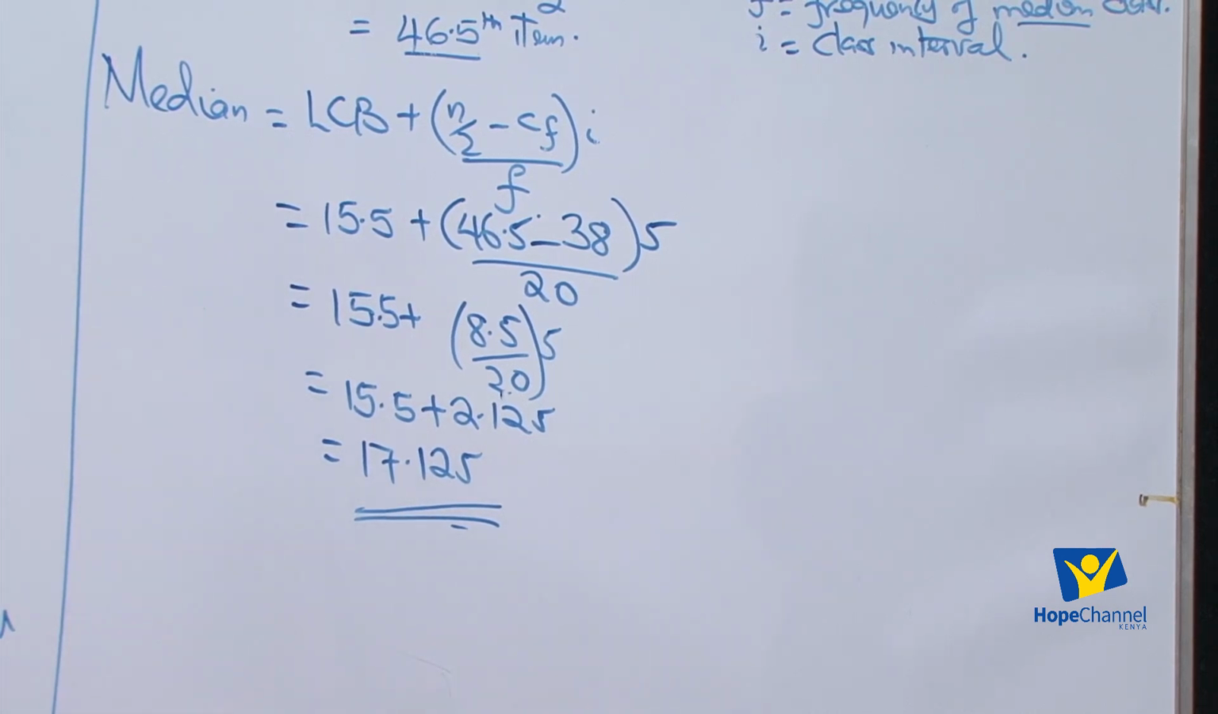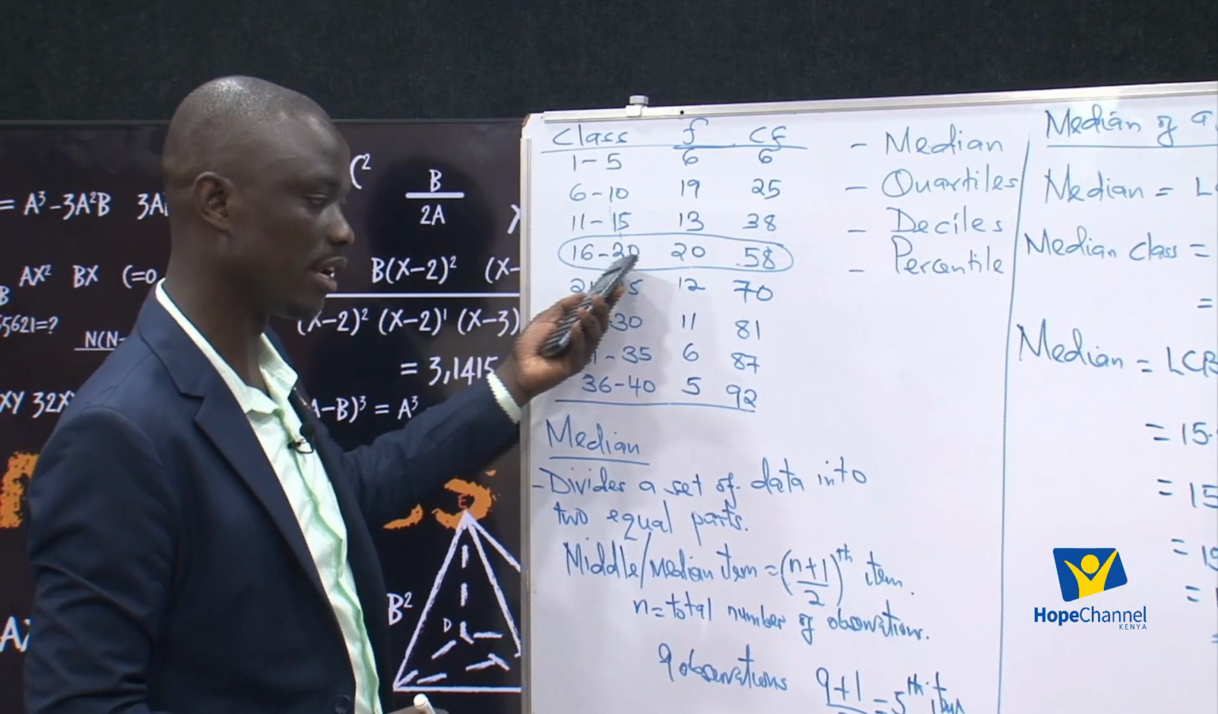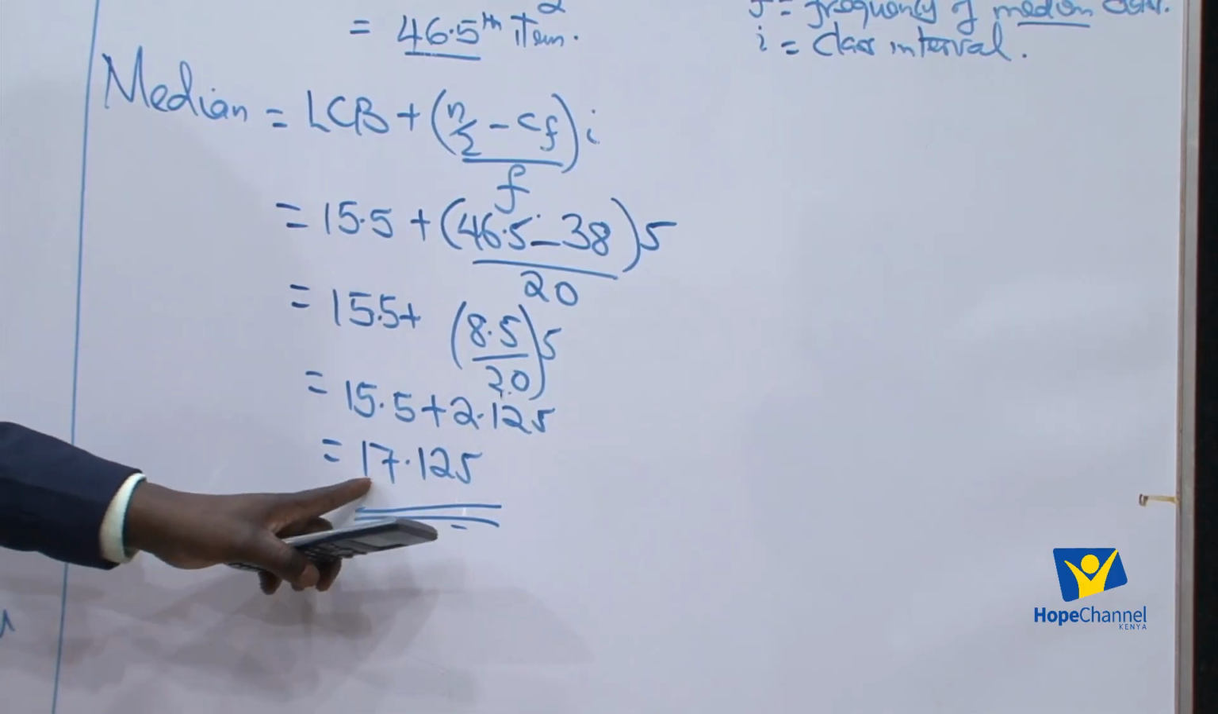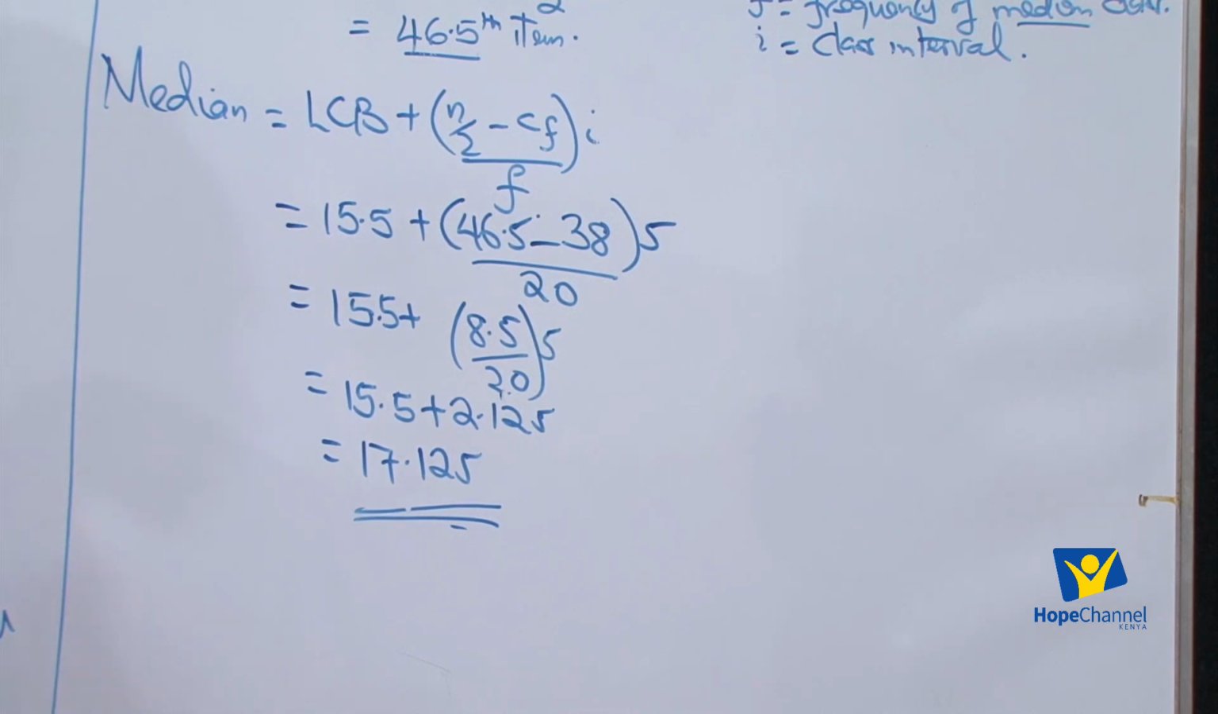So we say that our median should be between 16 and what? And 20. And from what we can see here, the answer is 17. So meaning we are very much correct to this particular information.